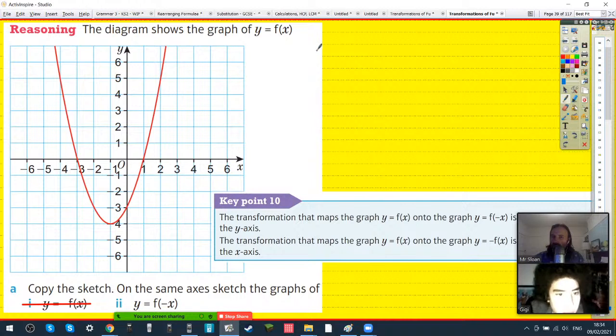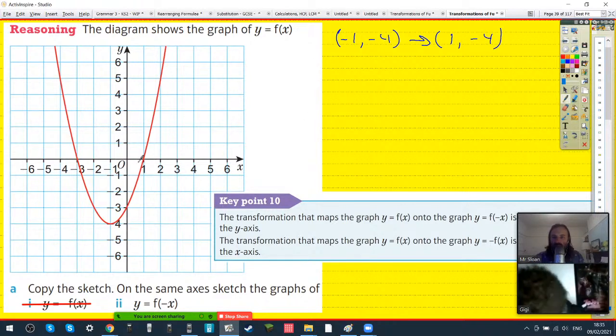Minus 4 would become 4. No, that would be if y became minus y. Oh, minus 1 would become 1. Yeah, so minus 1, minus 4 becomes 1, minus 4. So 1, minus 4, yeah.